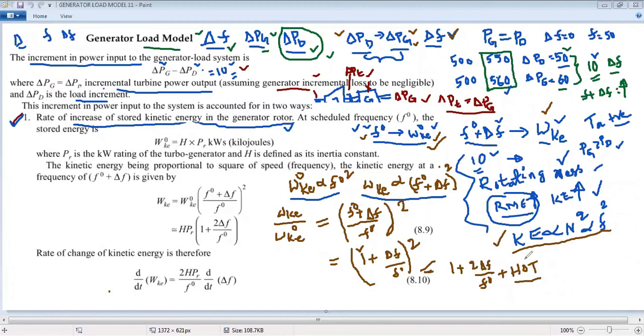So these higher order terms will be neglected, because delta f by f naught is very small. If you take the higher order terms, you will get a very small value. That's why we neglect the higher order terms, and we consider only these two terms here, 1 plus 2 delta f by f naught.